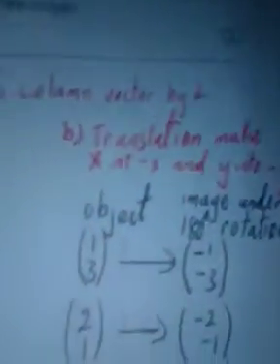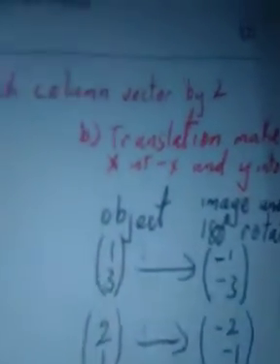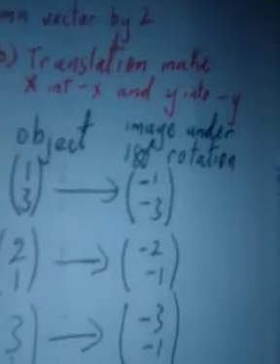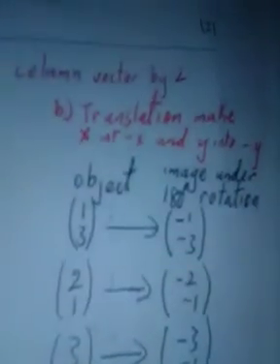Now the first question says, draw the image of the quadrilateral A after a rotation of 180 degrees. Now I've showed you guys a rotation of 180 degrees, we simply make the x's and y's negative. So see, the object is 1, 3, so the image would be minus 1, minus 3. The object is 2, 1, image is minus 2, minus 1. 3, 1, minus 3, minus 1. This is when you are rotating the object by 180 degrees, right?